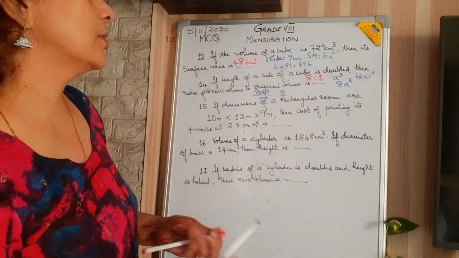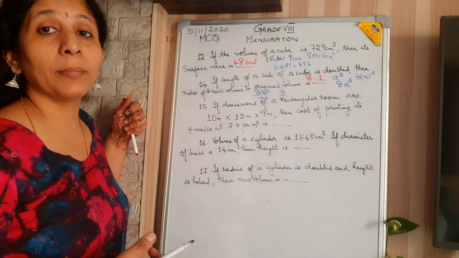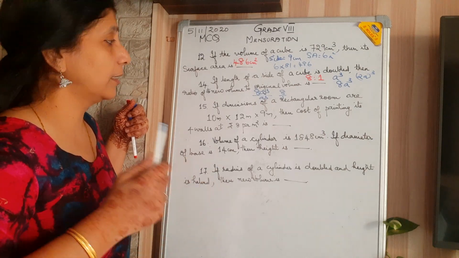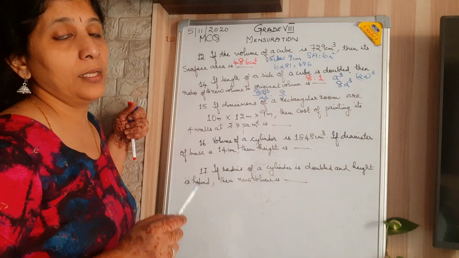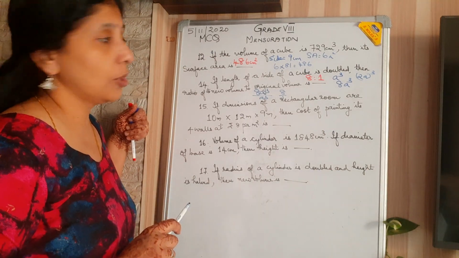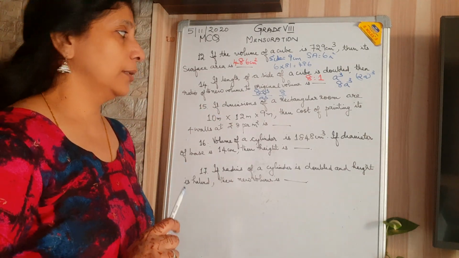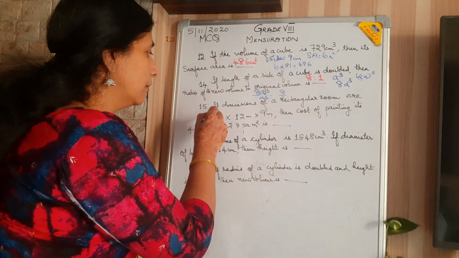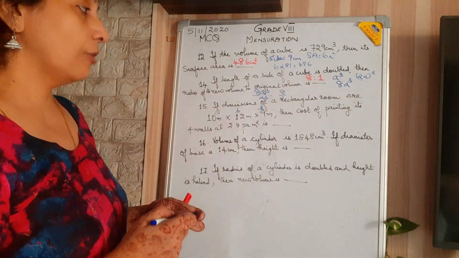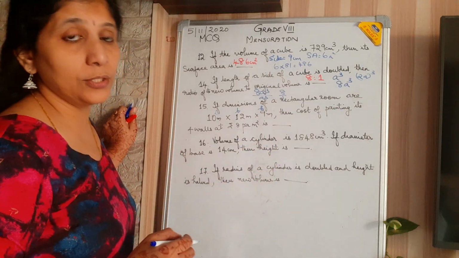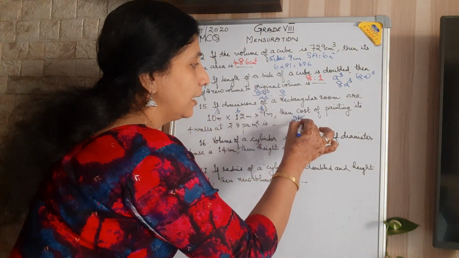Now next, if the dimensions of a rectangular room are 10 meter by 12 meter by 9 meter, that is length, breadth and height are given, then find the cost of painting its 4 walls at rupees 8 per meter square. So area of 4 walls of a cuboid, because it is a rectangular room, so we will consider it as a cuboid. So here it is, this is L, this is B and this is H. Okay, so area of 4 walls, that is perimeter of base into height, as base is a rectangle, it is 2H into L plus B.